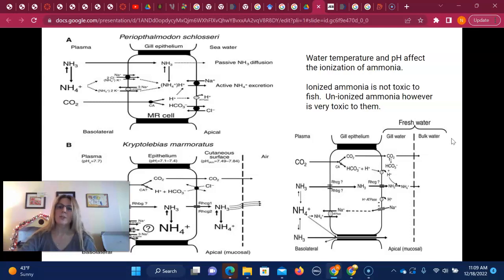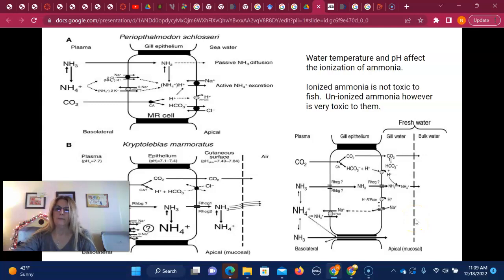So water temperatures and pH affect the ionization of ammonia. Ionized ammonia is not toxic to fish. Unionized ammonia, however, is very toxic to them. So as you see, the unionized NH3 is able to be transported across with those glycoproteins, and it's not a problem. However, the NH4 requires that ATPase, so the sodium comes in, and the NH4 can cross into the gill water.